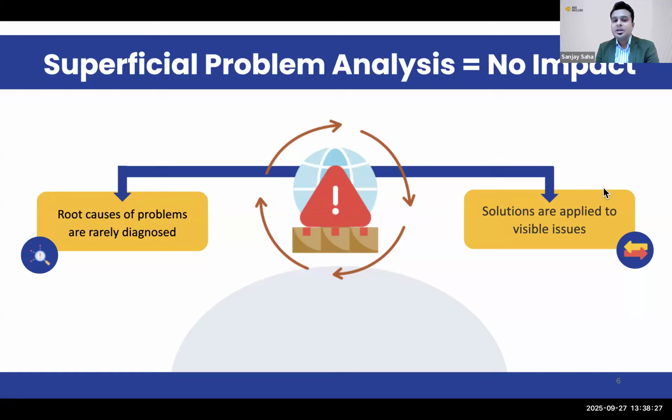So a lot of time, these kind of superficial problem analysis or quick fixes lead to no impact. So no impact means nothing sustains. So these kind of problems keep on recurring. And there are multiple problems that we face in our health supply chains on annual basis.